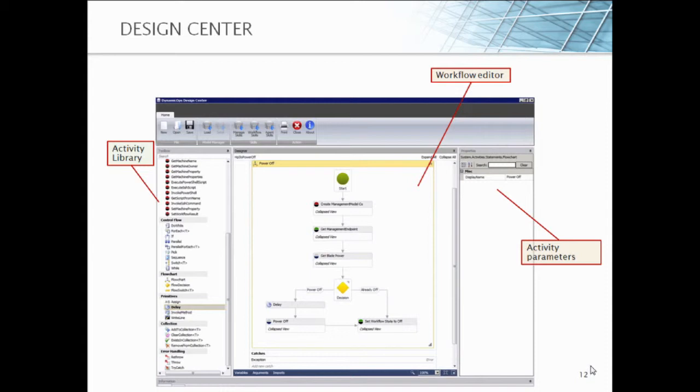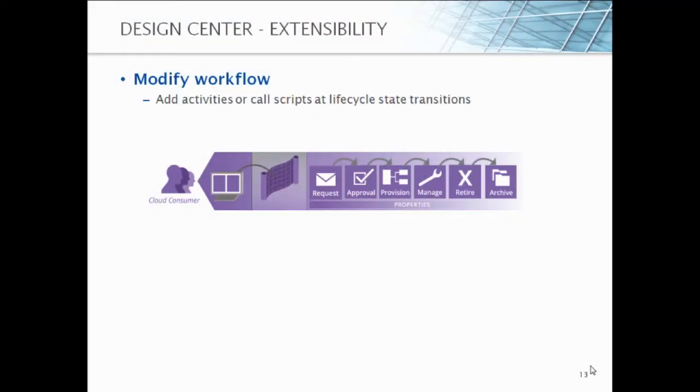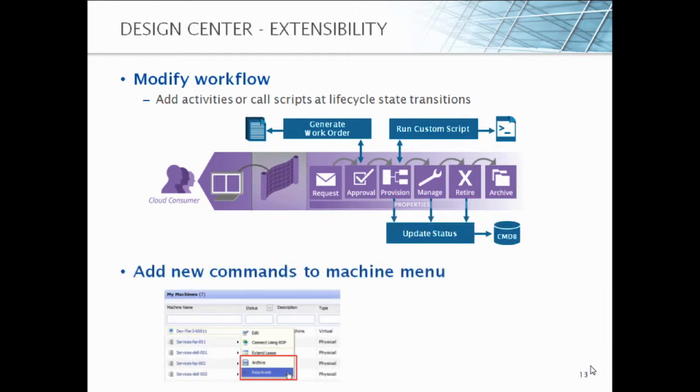This tool enables administrators to modify our off-the-shelf process automation by dragging activities from the activity library into the existing workflows. These activities can then be customized by passing parameters, either statically defined or from the custom properties that were previously defined as part of the blueprint. Using Design Center, administrators can add activities to the existing process automation. In addition, they can add additional commands to the machine menu so that they can perform functions like backup and restore or archive and reactivate machines.